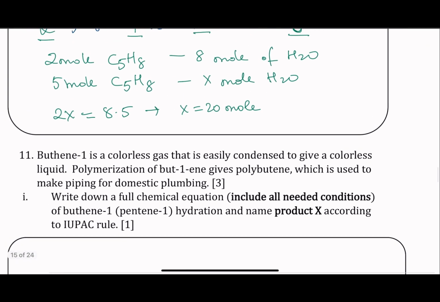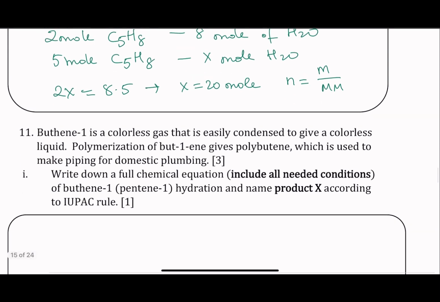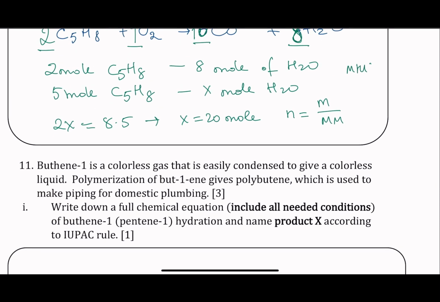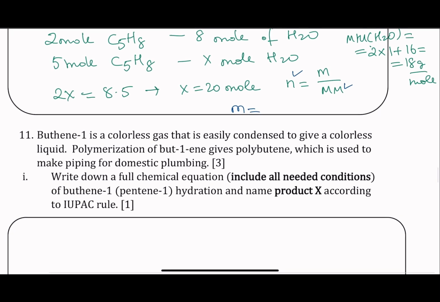And you know the formula n equals m over MM, which is the molar mass of water. You can find the molar mass of water from the periodic table. Hydrogen is 1, so you got 2 hydrogens, 2 times 1 plus oxygen is 16, and this would be 18 gram per mole. You have the number of moles, you have the molar mass, so you can find the mass of the water, which would be 20 moles multiplied by 18 gram per mole. Mole cancels out, and it would be 360 grams.